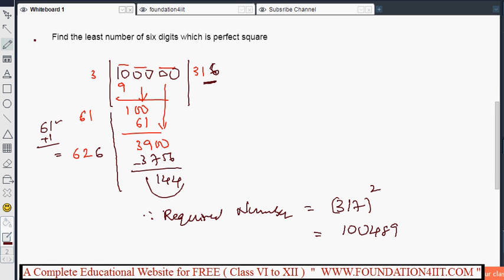So the quotient place we need to observe. Your quotient is 316, but 316 also has some extra remainder. That means 316 squared is less than 6 digits. So for the least 6 digit number, the next number is 317 square. So 1 lakh 489 is the least number of 6 digits which is a perfect square.